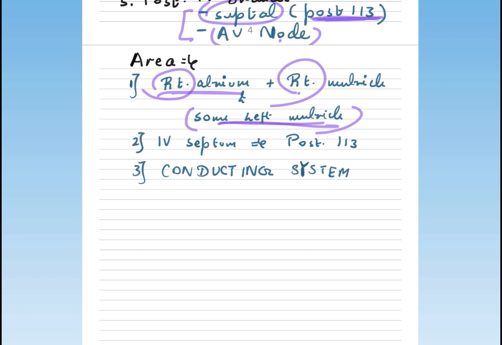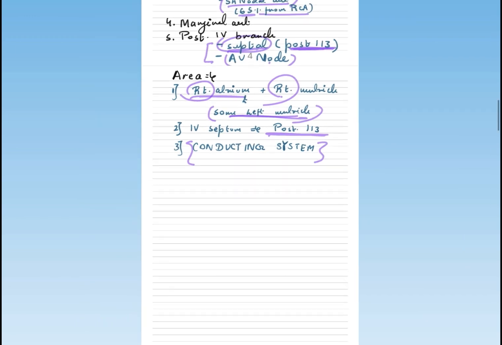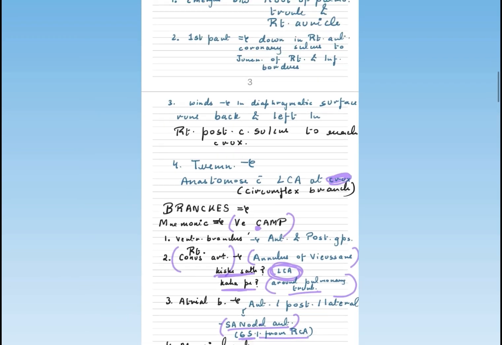Then we all know that the septal branch provided the posterior one-third of the IV septum, and all the conducting system is also supplied by the right coronary artery. So this was the right coronary artery essentially.